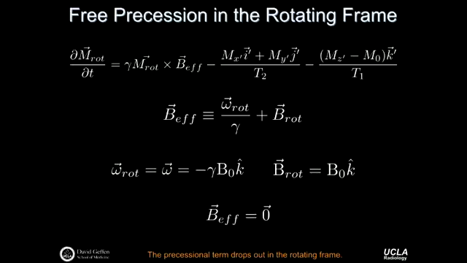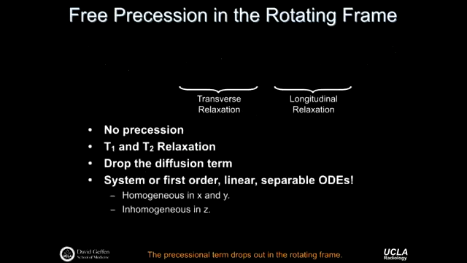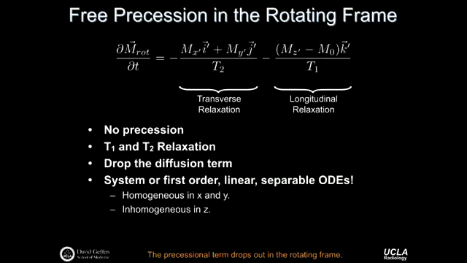Because this is a zero term, we're just going to lose any components that would enter it through this precessional cross product, if you will. So that leads us to a different set of differential equations that we have to work with and solve. When we drop that precessional term off the front, obviously there's no more precession. We still have T1 and T2 relaxation. We dropped the diffusion term because we're not going to talk about it for a while. And we're left with a system of first order linear separable ODEs.